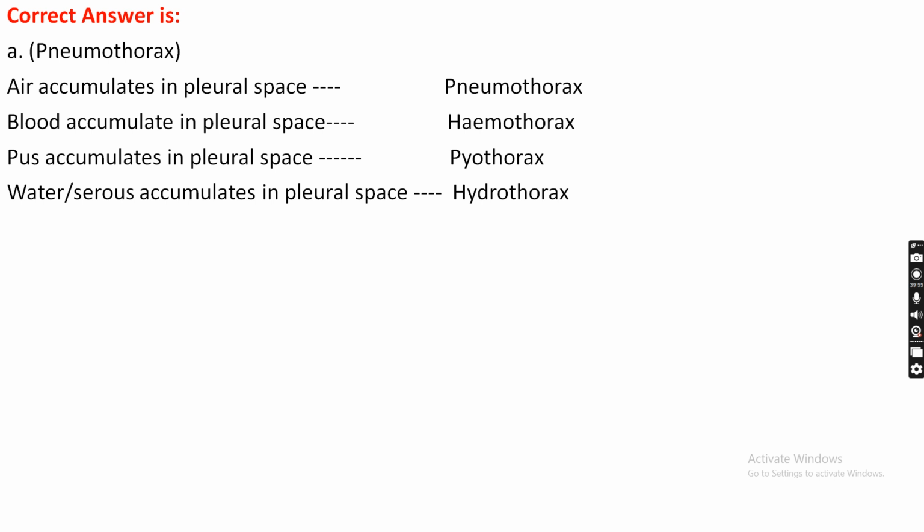Hemo implies blood. Blood accumulating in the pleural space is hemothorax. Pyo implies pus. Pus accumulating in the pleural space is pyothorax. Hydro implies water. Water or serous fluid accumulating in the pleural space is hydrothorax.